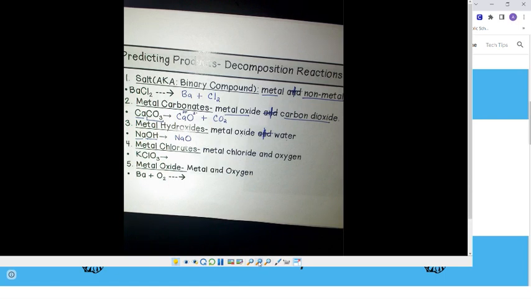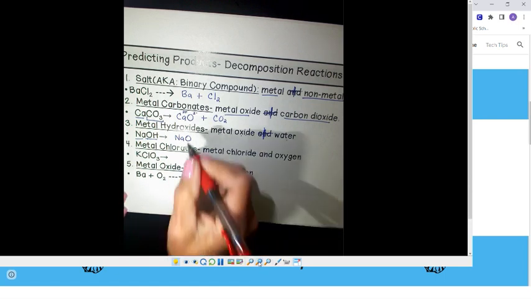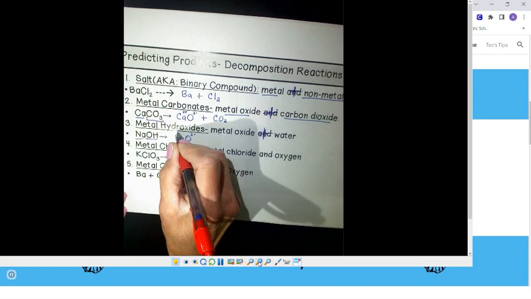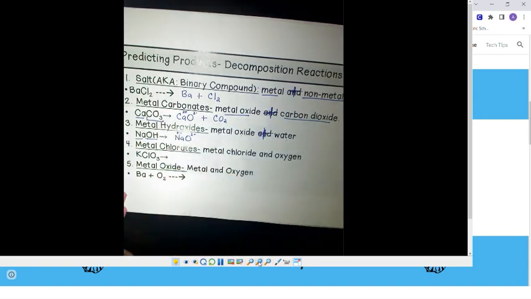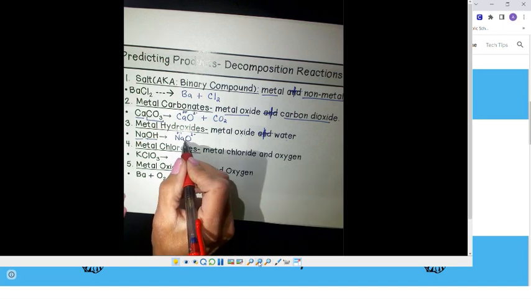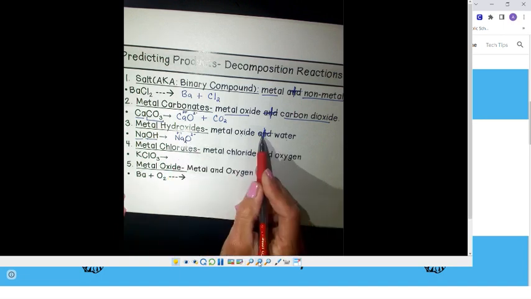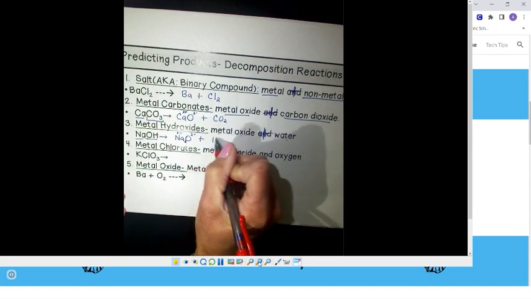Before I go further, I'm going to check my oxidation numbers. Oxygen is -2, sodium is +1. So who needs the subscript? Sodium, and water.